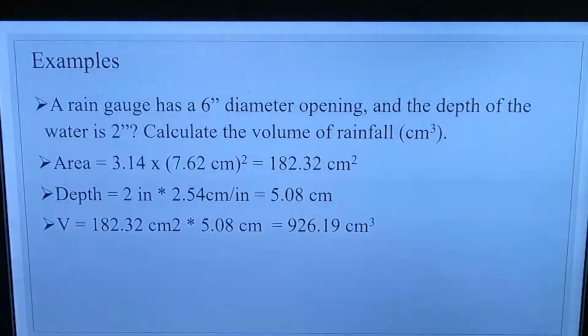So we have a rain gauge of 6 inches, and the depth of the water is 2. When we convert it to centimeters by the pi r squared, our volume of rainfall is 926 cubic centimeters.